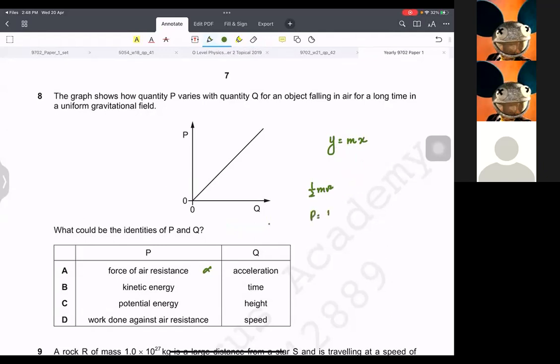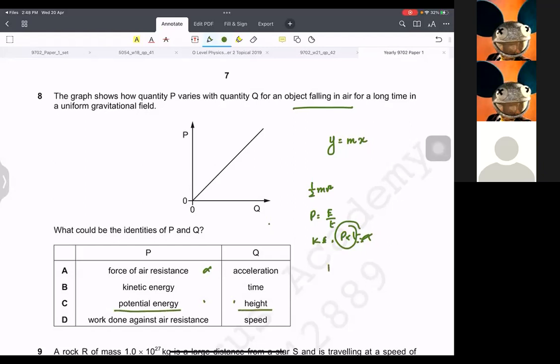Acha, power is equal to energy over time. So kinetic energy equals power into time. It's talking about power then. But it's saying it is falling through air for a very long time. No, doesn't have to be power at all. Potential energy and height. Yes, it is constant velocity. This is not even changing. So gravitational potential energy is changing with respect to height.